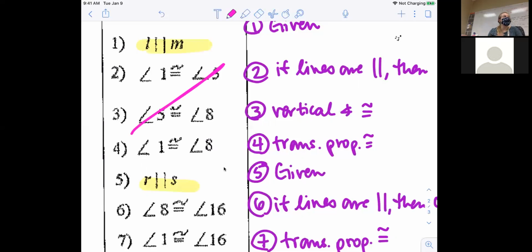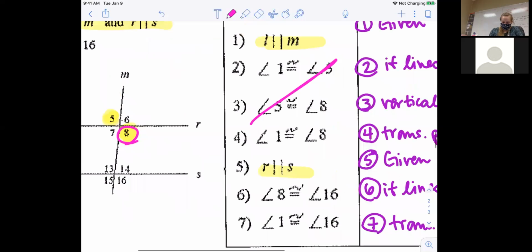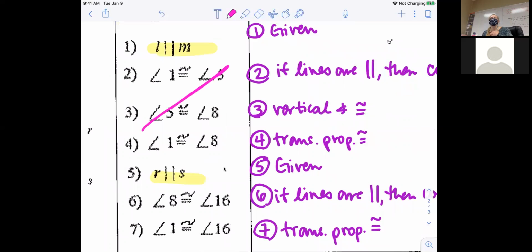Now, that being said, I had kids in my other class who went to their picture and they're like, okay, how are 1 and 8 related? And they're like, oh, we know that one. They're alternate exterior angles. And so you could also have written, if lines are parallel, then alternate exterior angles are congruent. That is a fine thing to have written as well. So what I did is I just used the statements above to do transitive, but you could have looked at the picture and visibly seen what the relationship was.